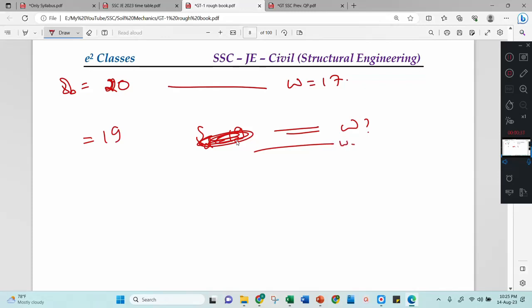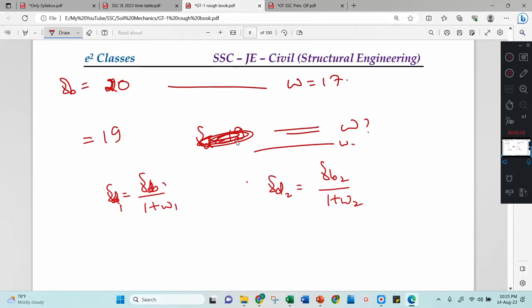See here, gamma D is equal to gamma B divided by 1 plus W. Then for state 1: gamma D1, gamma B1, W1. Gamma D2 is equal to gamma B2 divided by 1 plus W2.